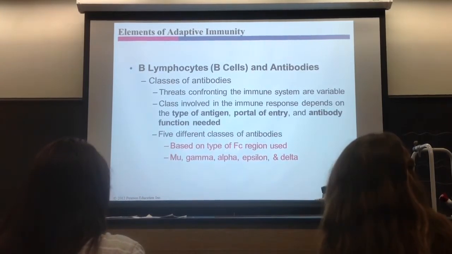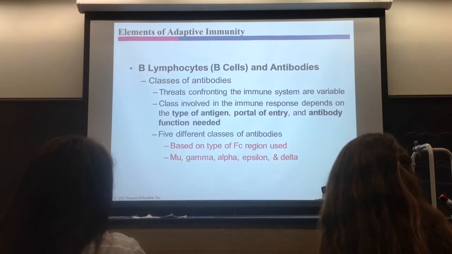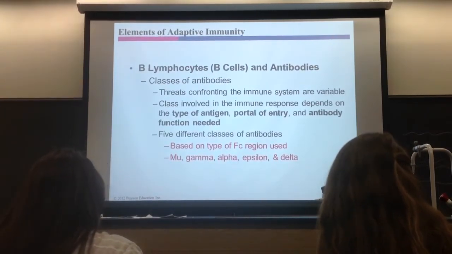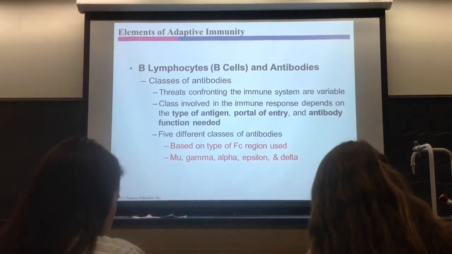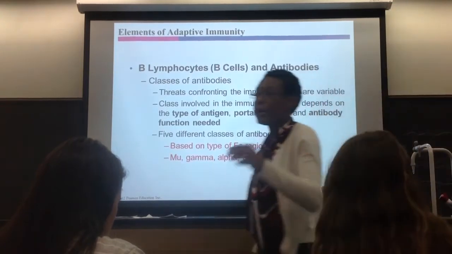They are based, I just said it, they are based on that FC region. So whether it's IgA or IgD, it's based on the stem. These FC regions are here. So all these guys here, whether it's mu, gamma, alpha, epsilon, delta, these are your types of FCs, got it? And that will tell you your class of antibody.